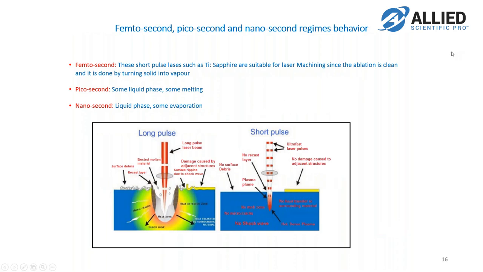So let's go back to ablation again for a minute, and examine femtosecond, picosecond, nanosecond regime behavior. In case of the Ti:sapphire laser, which we talked about before, the near IR laser, it has femtosecond pulses, very short pulses. These very short pulses are best for basically laser machining, because when you have short pulses, you don't have melting. So there's no liquid phase physics involved.